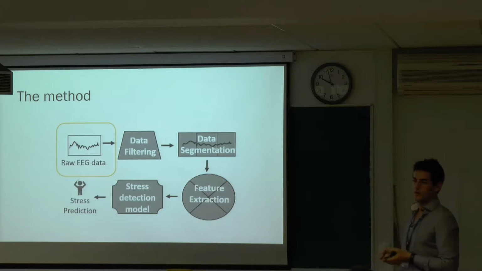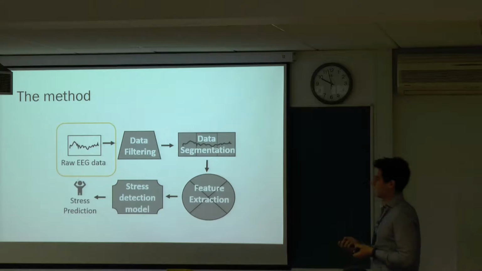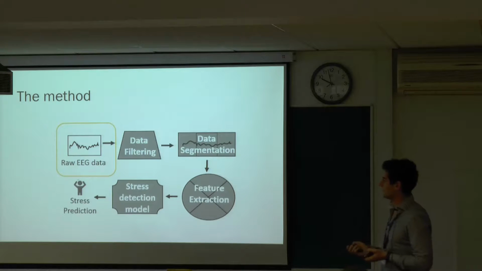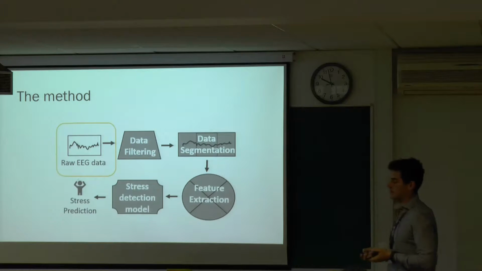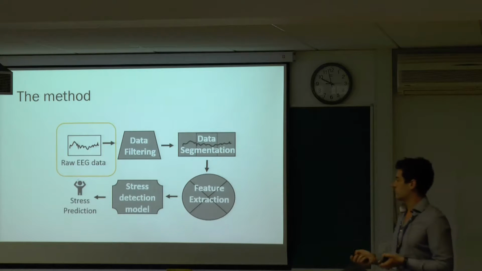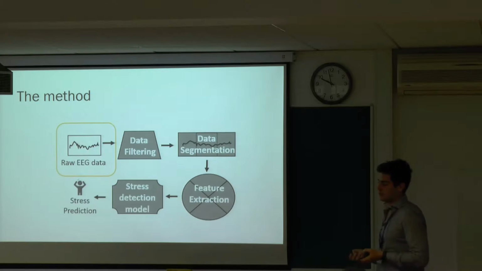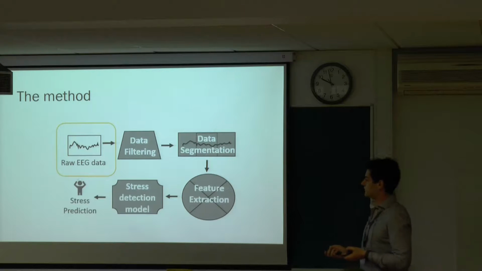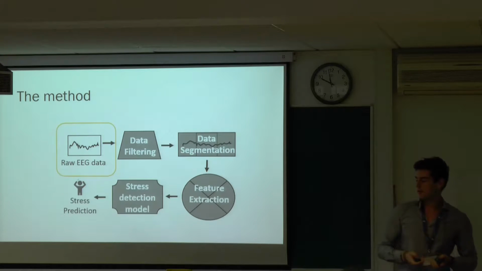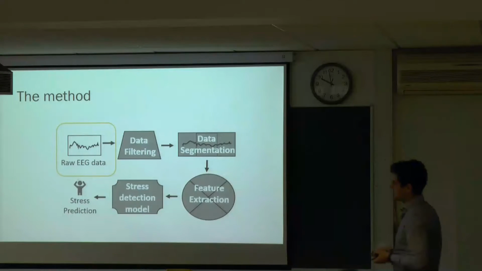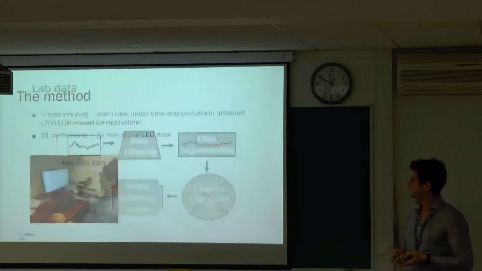So we have raw EEG data that is collected with a commercial EEG device, and then we are filtering the raw EEG data. Then we are performing segmentation of the data. Then we have a feature extraction step, and then we are using machine learning algorithms to learn some kind of patterns from that EEG data. The model that is learned with the machine learning algorithm is predicting whether the person is under stress or not. Now I will go through each of these stages in detail.